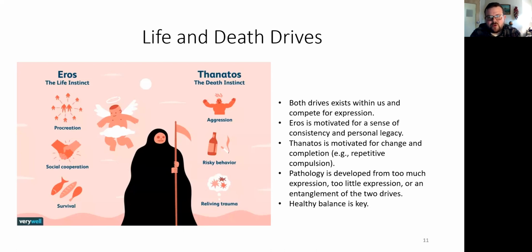So to summarize all this, healthy balance is going to be key. We want a healthy striving for Eros because that's going to give us a sense of consistency. We also want a consistent personality. And also, we want Thanatos to be motivated for change and completion. There's going to be times we have to change our personality in order to adapt to circumstances and situations. It's probably a good thing we're not the same people we were as children, as well as in high school, and we probably won't be the same people 10 years from now. That's healthy, possibly. So we want a healthy balance between these two drives.